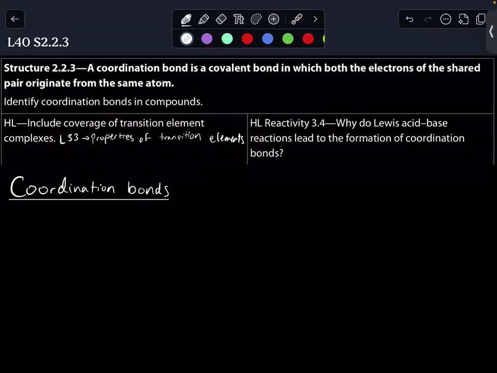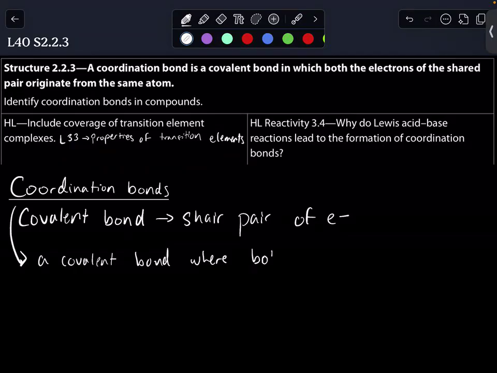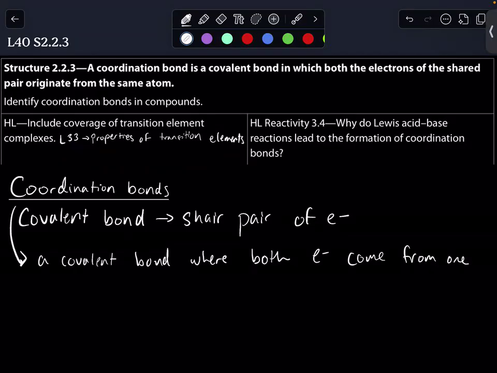Now, what is a coordination bond? Well, we already know that a covalent bond, which a coordination bond is, is just a shared pair of electrons. It can be two electrons, four electrons, or six electrons, but they share them equally. One atom gives one, another gives another. But that's not always the case. In a coordination bond, what actually happens is it's a covalent bond where both electrons come from one atom.